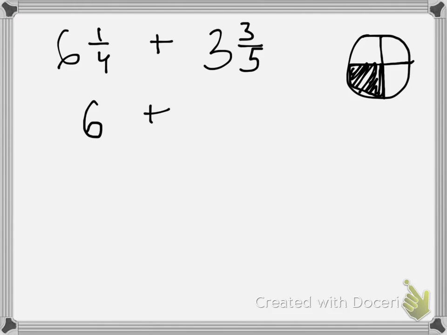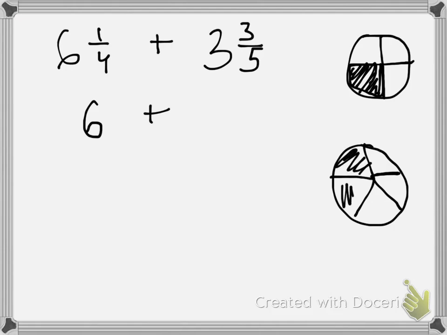Now the next one, 3 3/5. This is a little bit tougher to draw with a pizza, although it can be done. Probably won't be perfect. Okay, here's a pizza cut into fifths. If you have 3 of the slices, you have more than half the pizza.